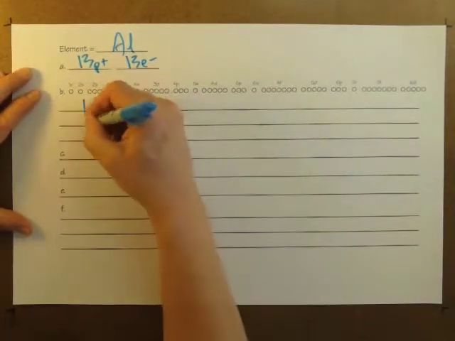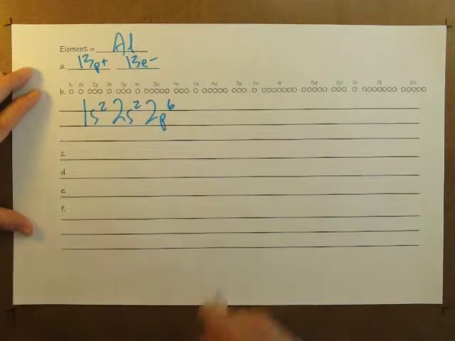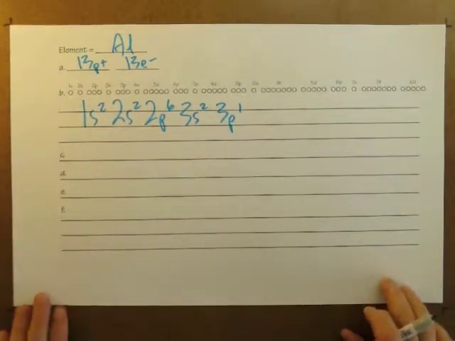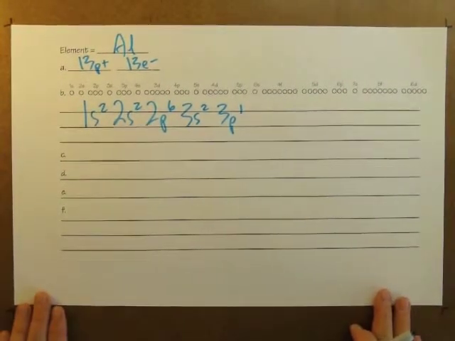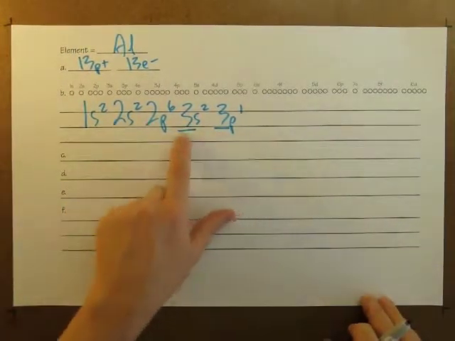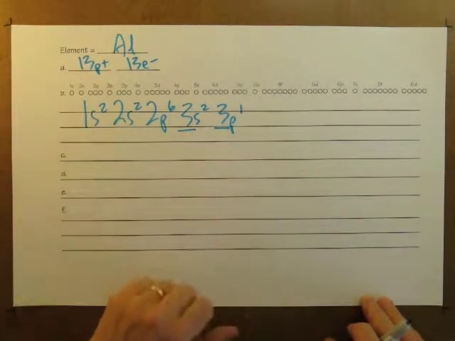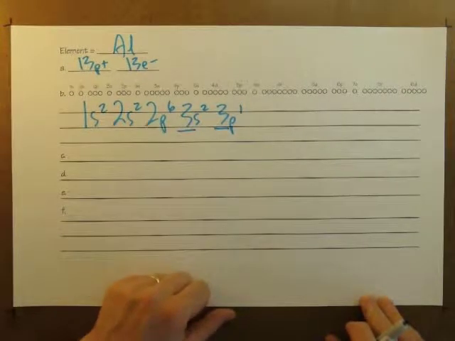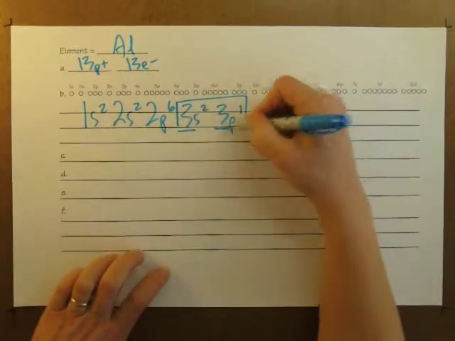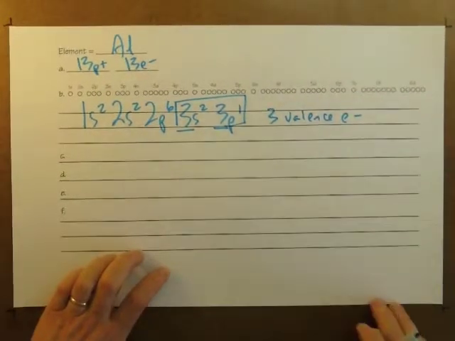And write out its electron configuration. 1s2, 2s2, 2p6, that's 10 electrons. 3s2, 3p1. Okay, now let's identify which are the outermost electrons. The valence electrons are in the third energy level, the electron orbitals with the largest relative size. The bigger the energy level number, the bigger the relative size of the electron orbitals compared to the other orbitals. So these are the outer electron orbitals. These are the valence electrons. There are a total of 3 valence electrons.